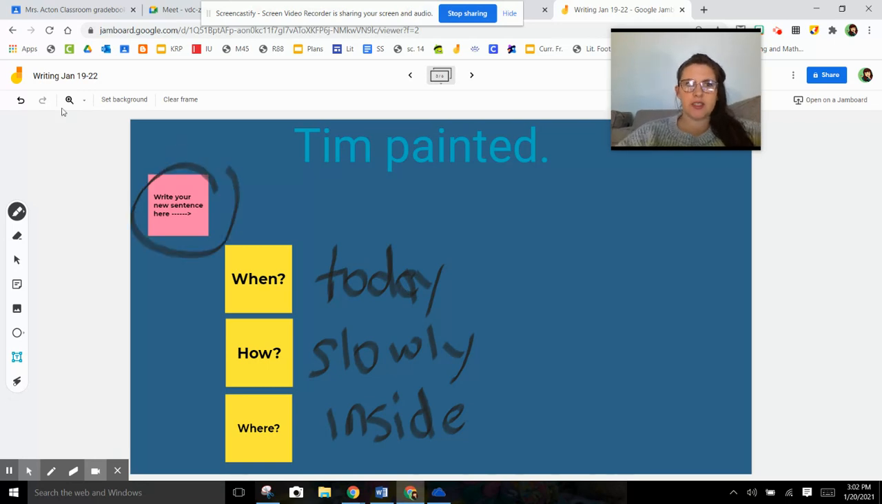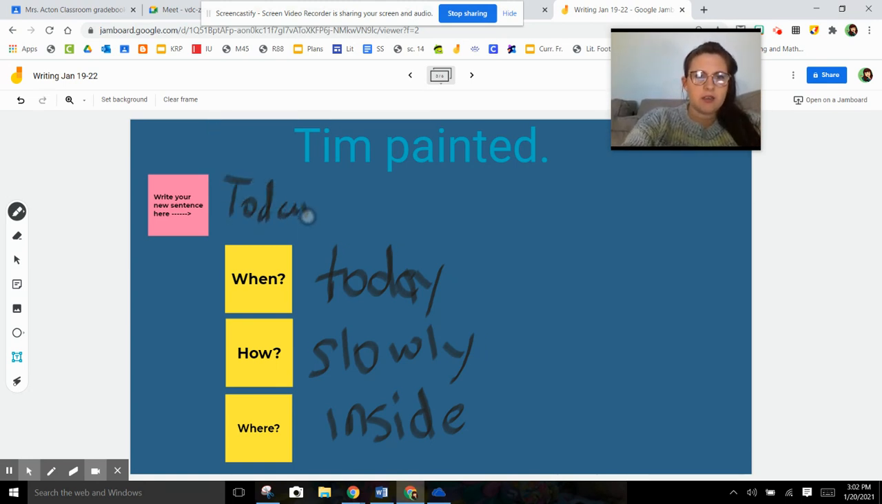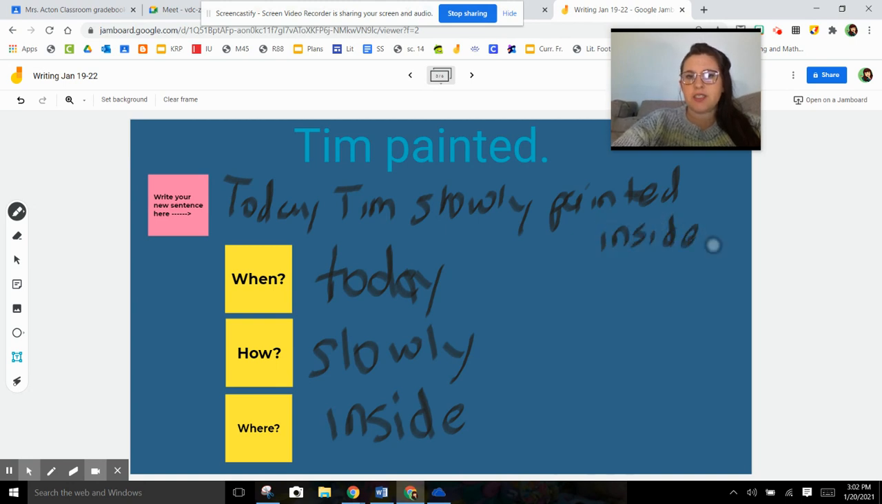You're going to write your new sentence here. You're actually going to have a page like this that you're going to draw on in your Nearpod. So you would say, today Tim slowly painted inside. So you took a sentence like Tim painted, 2 words, and turned it into a sentence that has 5 words in it and has way more detail. Now we know where he's painting, we know how he's painting, and you could even add more detail to tell us what he painted, but that's not an adverb though, that's just extra detail and another noun in your sentence. But with the adverbs, it still adds a lot of detail to it.